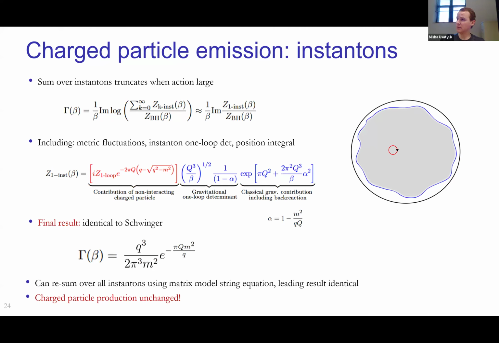The final conclusion is that if you do a very careful calculation involving instantons, you just reproduce the answer you would have gotten if you used Schwinger's formula. So the production of charged particles is kind of unchanged.